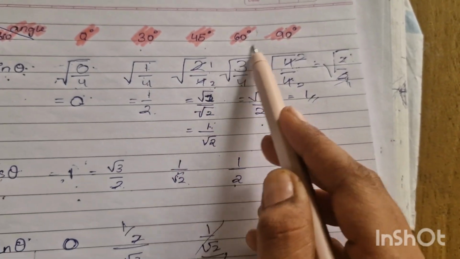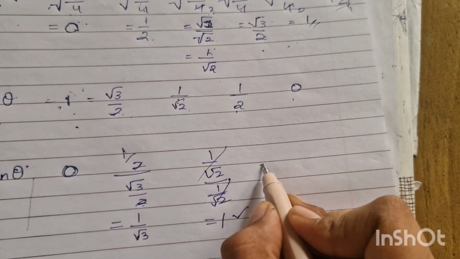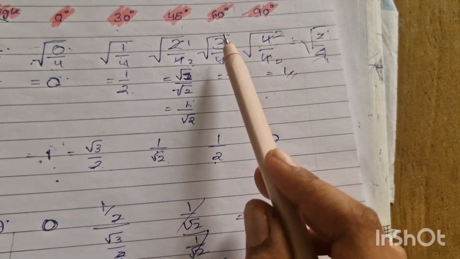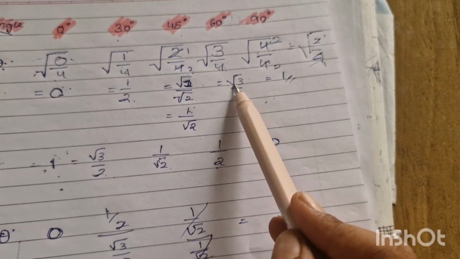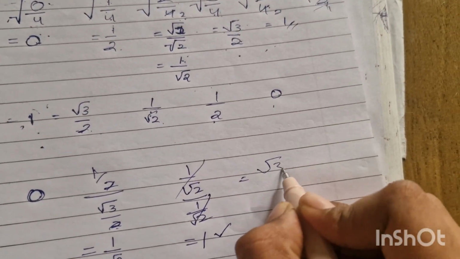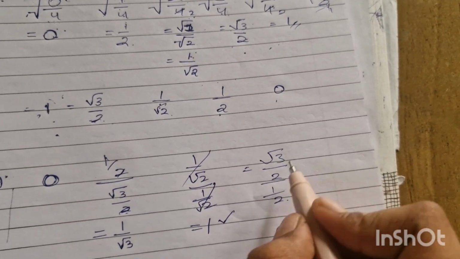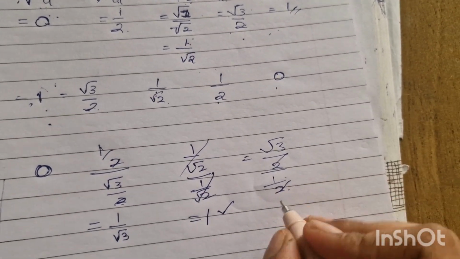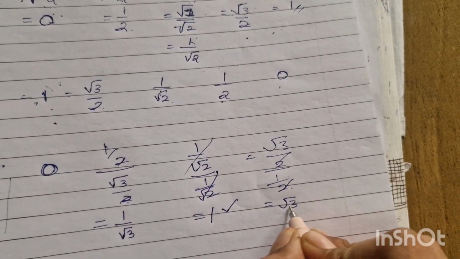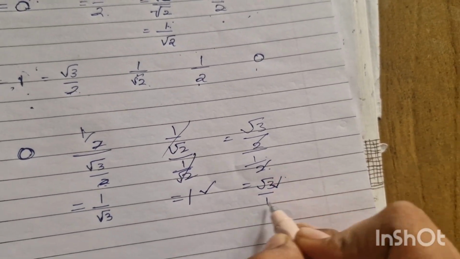Next, tan 60. Tan 60 is root 3 by 2 divided by 1 by 2. The 2s get cancelled, so root 3 by 1 is nothing but root 3. Here we got this one too.